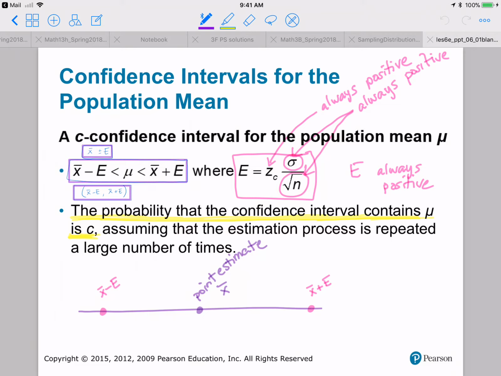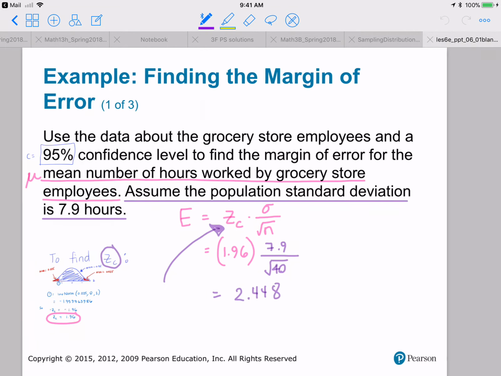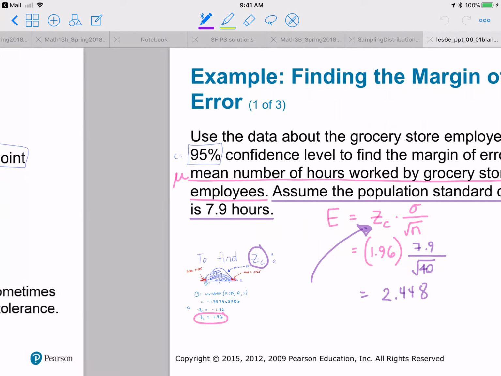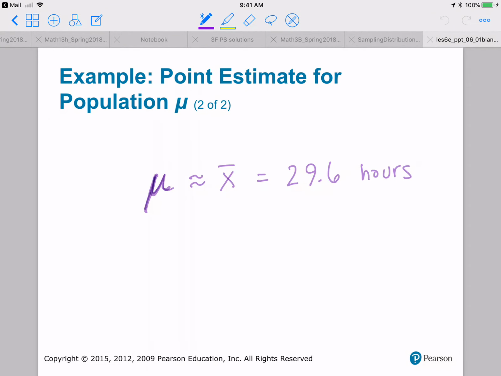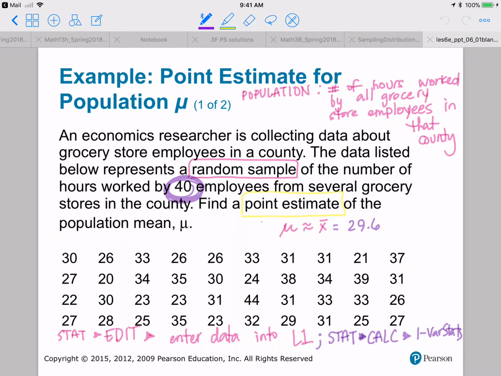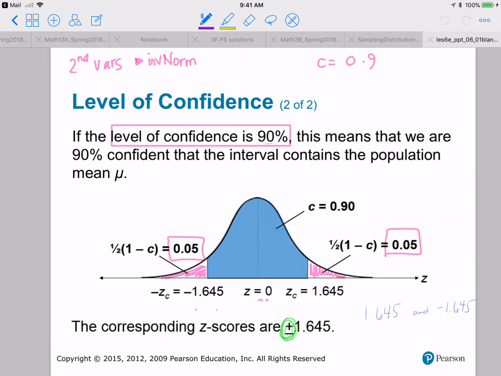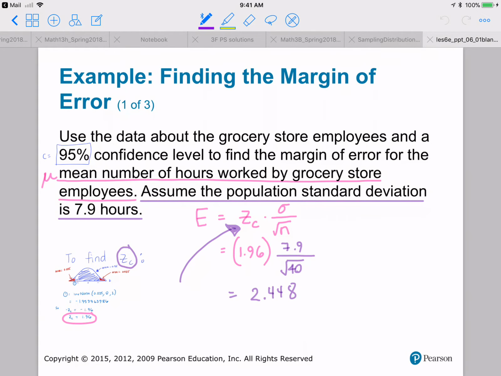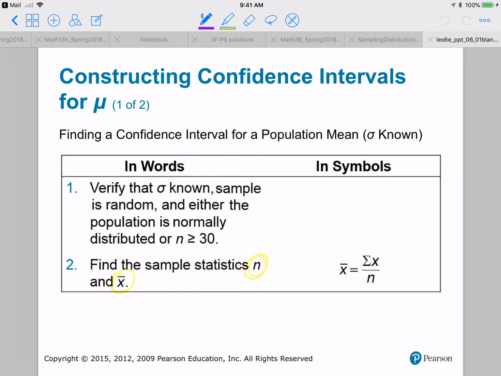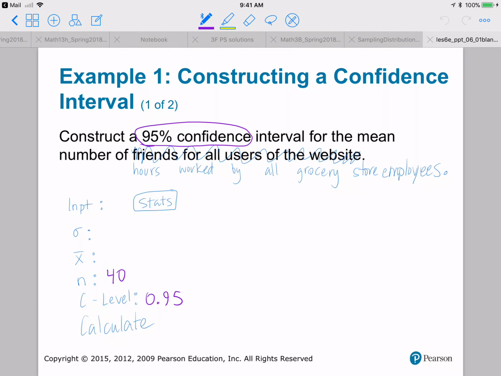What was our X bar? Do you remember our X bar? Let's see here, 29.6. And we were told that sigma was 7.9. So sigma 7.9 and X bar is 29.6. Let's put this in.